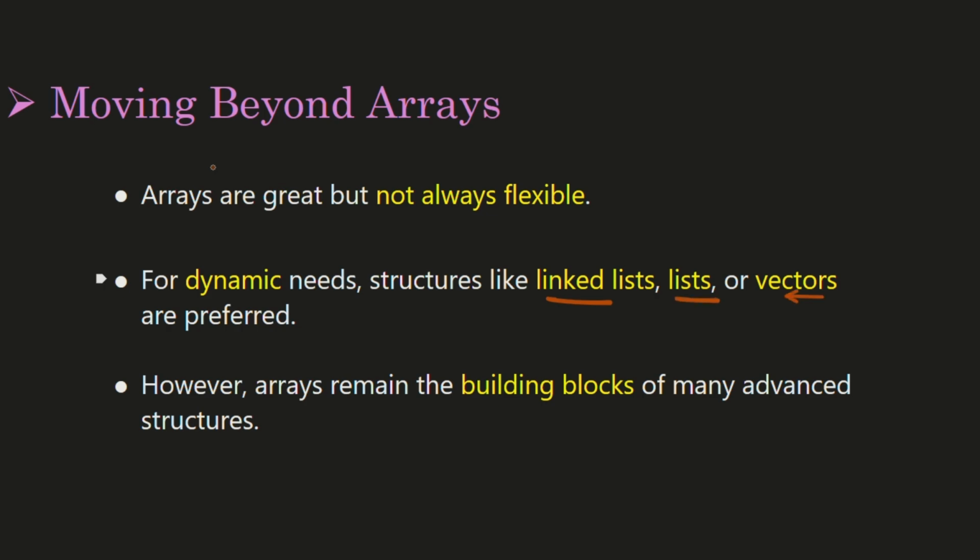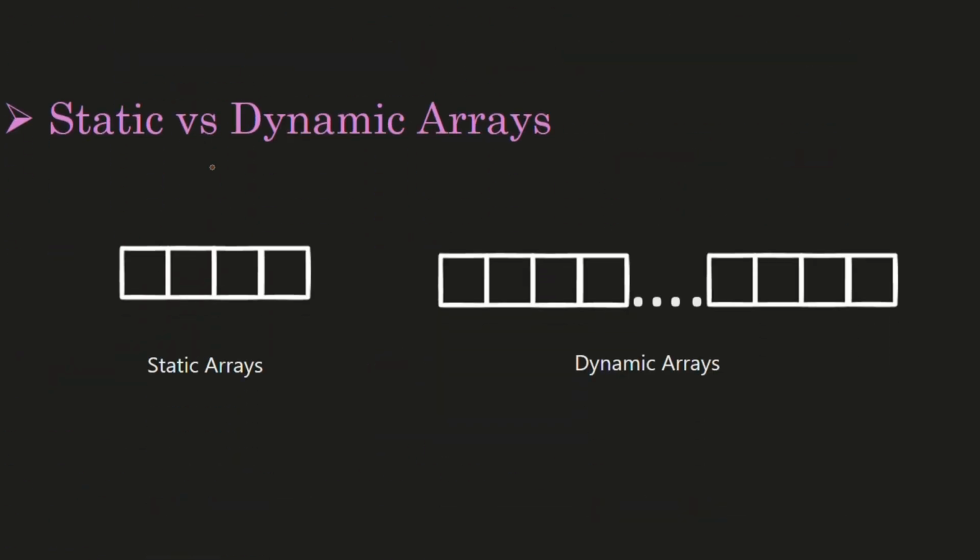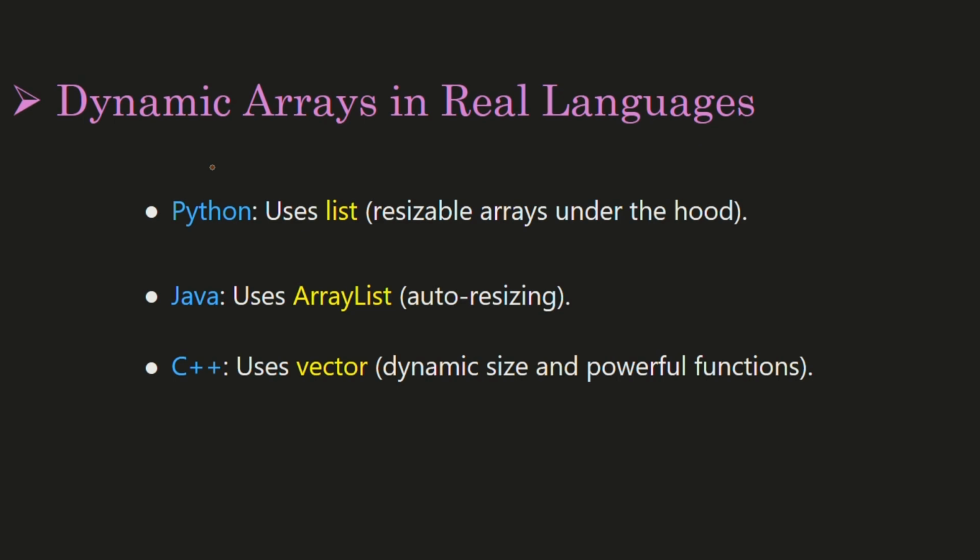Now here is a cool concept: static versus dynamic arrays. A static array is like booking 10 seats in a theater, even if only 5 people are coming. The rest stay empty, which is considered wasted space. On the other hand, a dynamic array is smarter. It starts small and grows only when needed, like adding more plates when guests arrive. Dynamic arrays are used in many high-level languages under the hood, like Python's lists, Java's ArrayList, or vectors in C++.